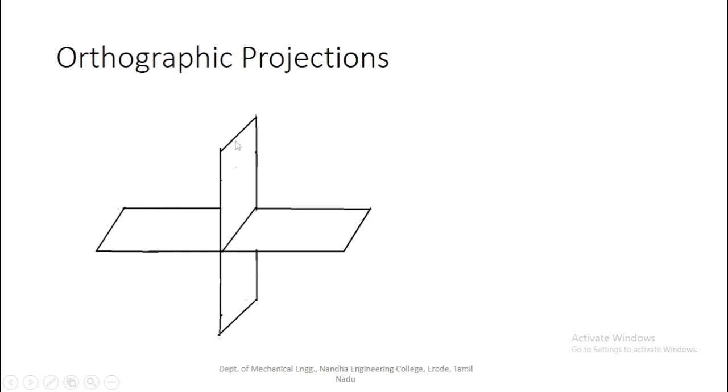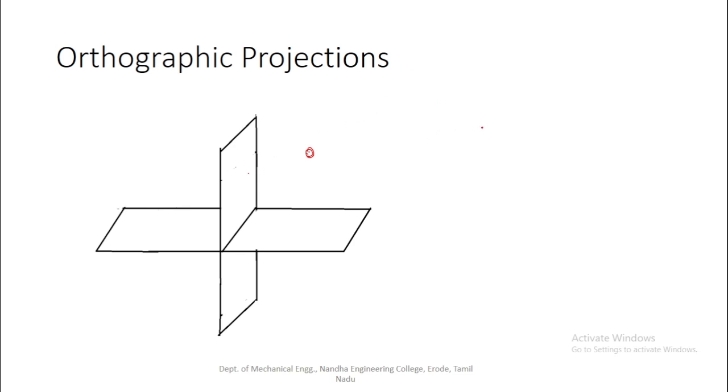For example, this is the object which we are going to project. To completely understand the object, one view is not sufficient, so we may need the front view, top view, side view, or some auxiliary views also. First we will see the front view and top view here. So this is the object to be projected.